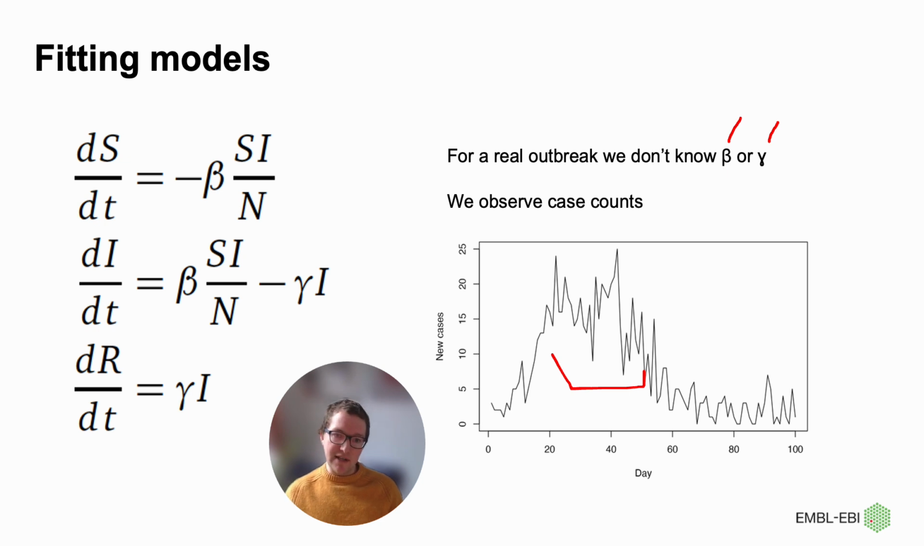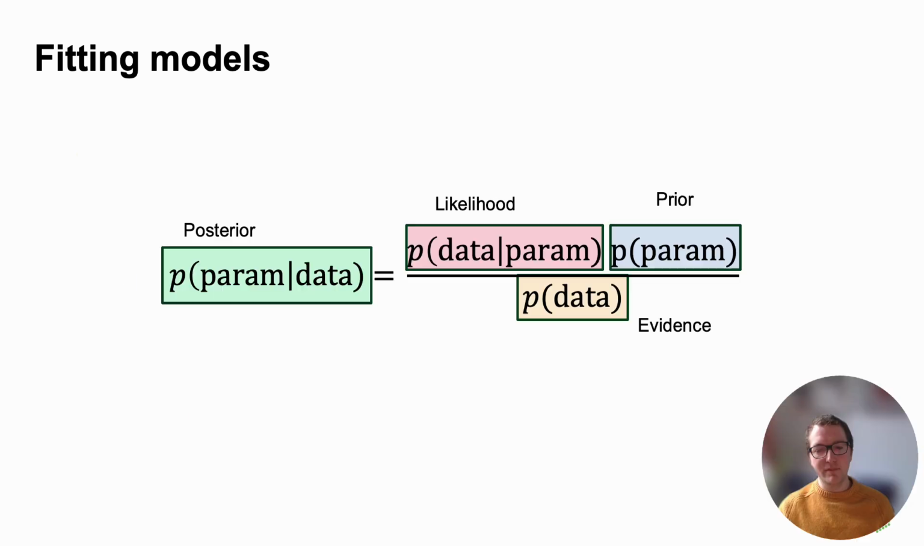And then with that, I can say which beta and gamma makes it most likely that my case count distribution should look like this. And that's kind of the essence of model fitting. The way it's done in practice is usually through Bayes' rule.